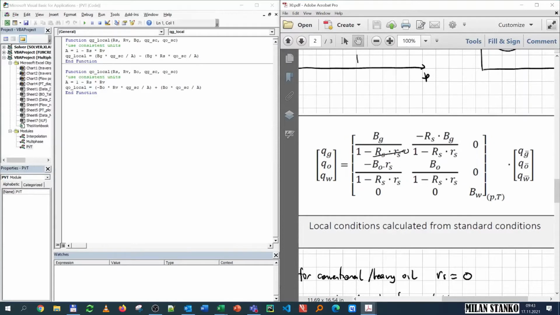So Q gas local is equal to BG times the Q standard conditions divided by this factor A, which is this difference, RS minus RV, minus this guy times the oil rate, that is BG divided by that factor, RS divided by that factor. And the same thing for oil. So I have these two functions that essentially are doing this multiplication.